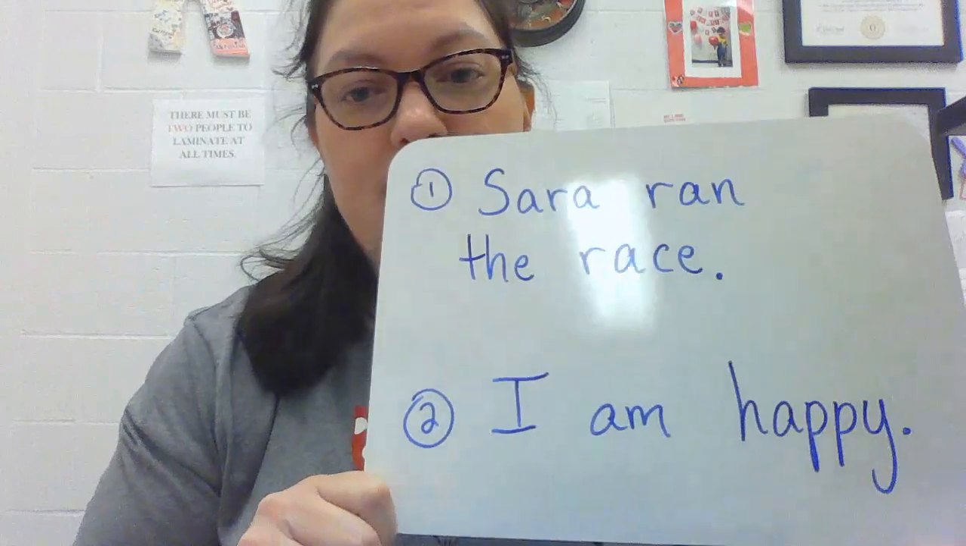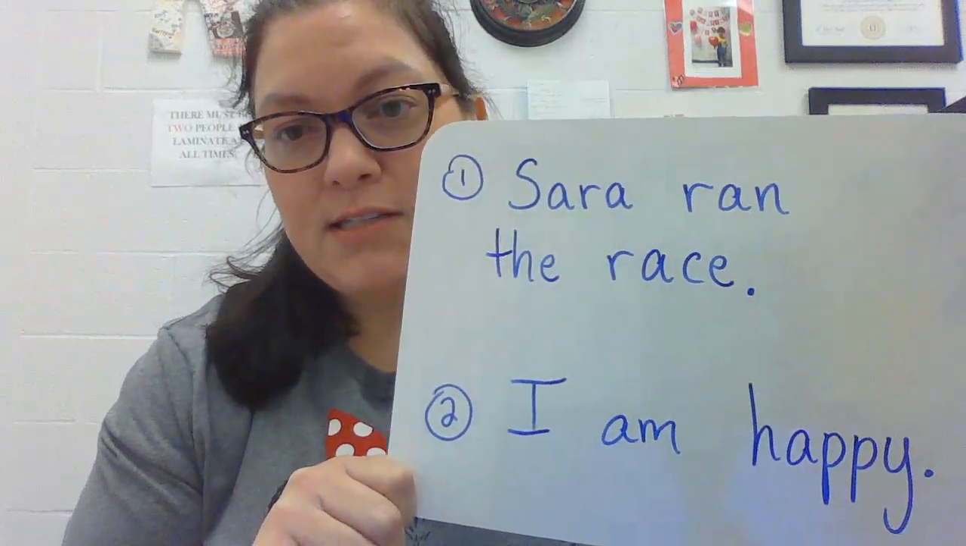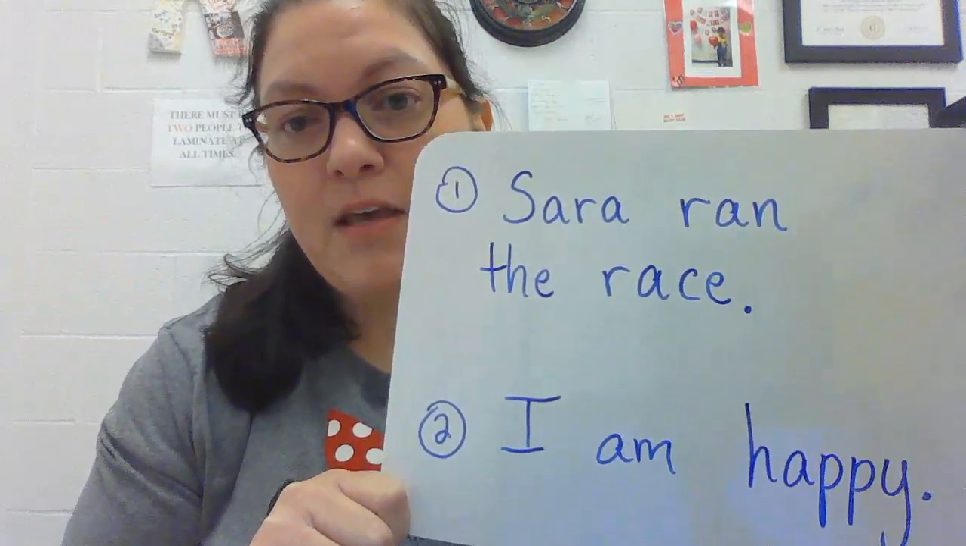For week 1, we're talking about nouns, verbs, direct objects, and indirect objects. So what I am going to do is do some examples for you. I have a couple sentences here, the first of which is Sarah ran the race. The first thing I'm going to do is talk about nouns.